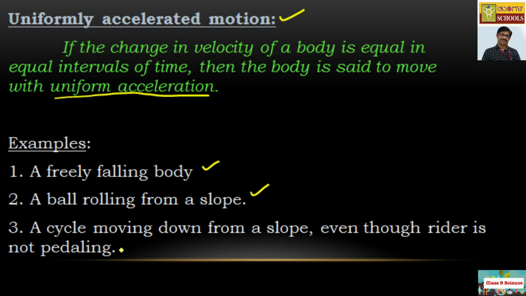Next example, a cycle moving down a slope. Yet again, it is also the same. A cycle moving down a slope, even though the rider is not pedaling. You people are experiencing this in slopes. Whenever you are moving down the slope, you are not pedaling at all. So still you are in motion with some amount of acceleration which is fixed, and hence that is also an example for uniformly accelerated motion. I hope you are following this concept right.